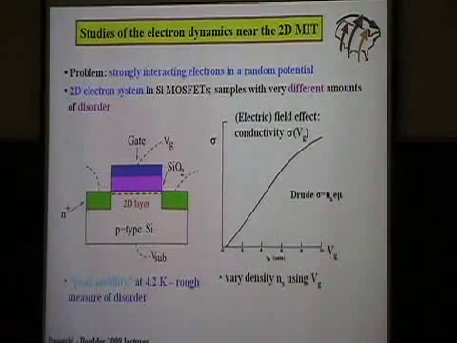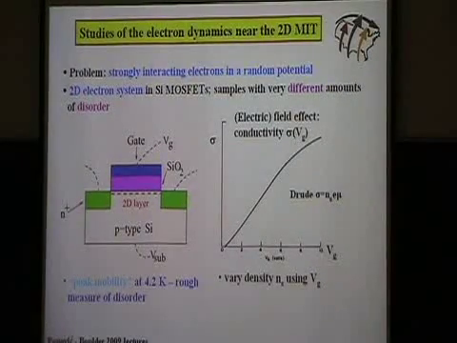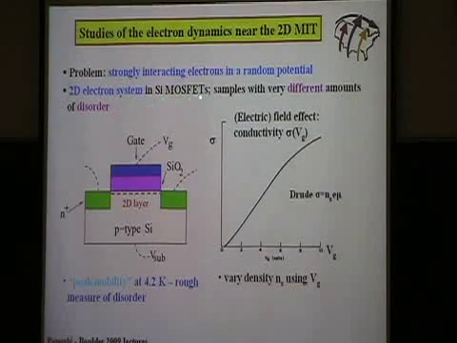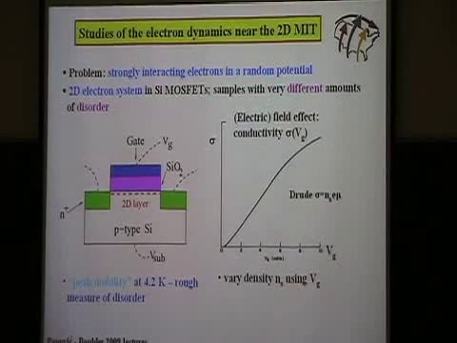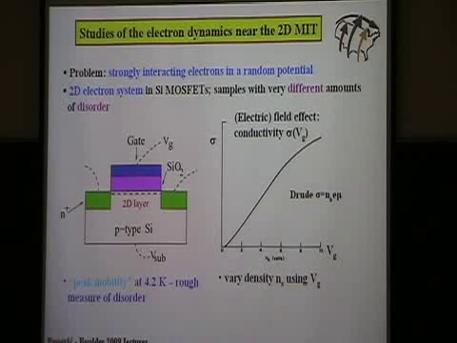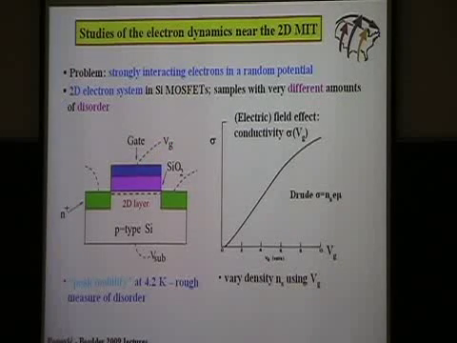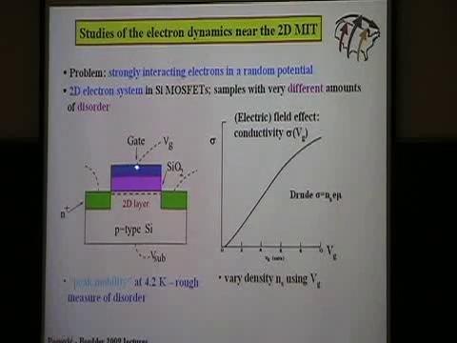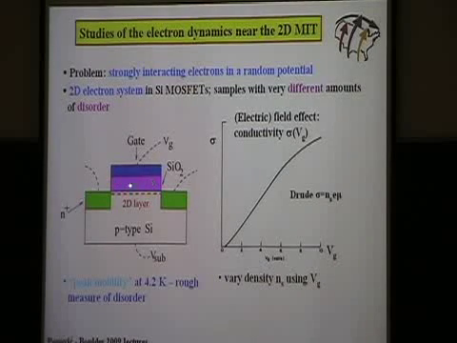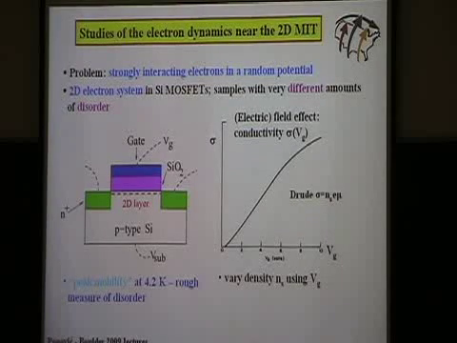Basically, the problem that we have is the problem of electrons that interact by a strong Coulomb interaction, and they also live in a random potential. The system that we study is a 2D electron system in a silicon MOSFET, where by changing the voltage on the gate, we change the carrier density. And actually, the carrier density is proportional to the gate voltage because this is just a capacitor. You have a metal electrode, you have an insulator, and then another metal electrode. So when I say we change the gate voltage, I'm really saying we change the carrier density.